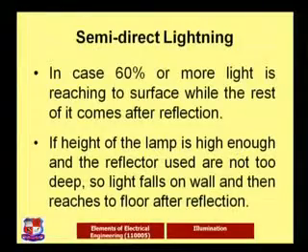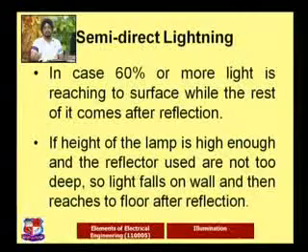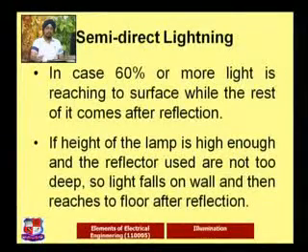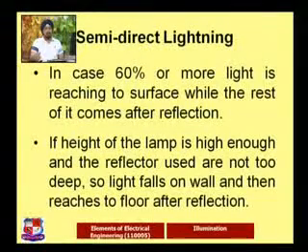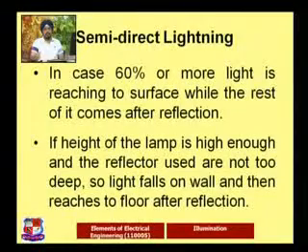Again, it depends on the application; all the schemes are correlated and can be interchanged. The next one is semi-direct. The first one was direct, and now if we do not want all the light to go onto the object, but the object should still be visualized properly, we go to the semi-direct lighting scheme. In this case, 60% or more of the light reaches the surface, not 90% or 100%, but around 60% reaches the object from the source, and the rest goes to the wall or ceiling.